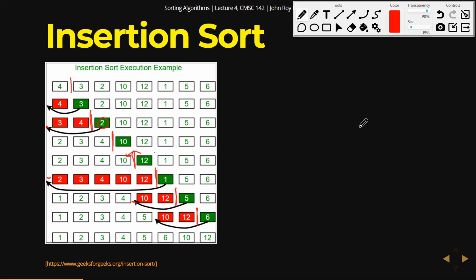And then for 6, we'll do the same. So less than 12, yes. Less than 10, yes. Is it less than 5? No. So we'll go back and insert it here. And when we insert 6 here, then everything is already sorted. Okay, so this is what we mean by increased sortedness, because from the first iteration, so the first one is sorted, the second up to the second, up to the third, and so on until everything is sorted already. Okay, so that is insertion sort.